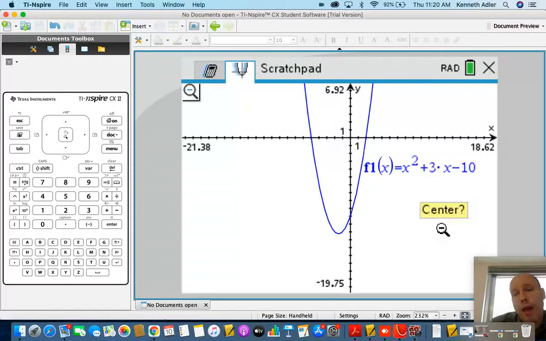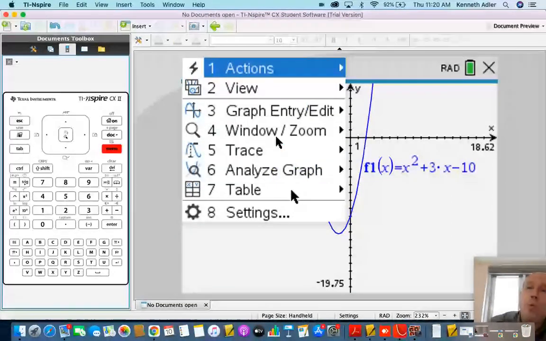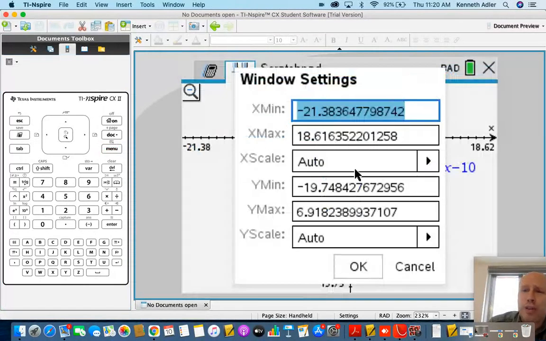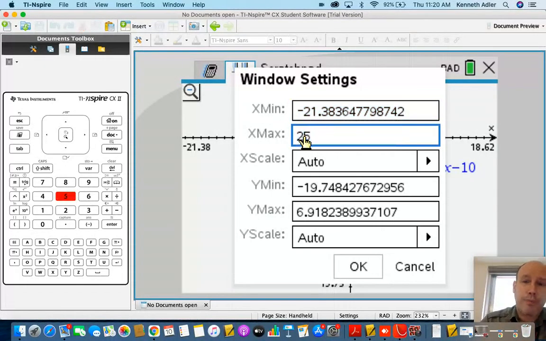Nice. Okay. Some of you might be saying, hey, Mr. Adler, if we're reflecting over the x-axis, maybe I need to be a little higher up here. So let's go to menu, window, zoom. Let's personalize the window settings. The min is negative 21. Let's make that max 25.